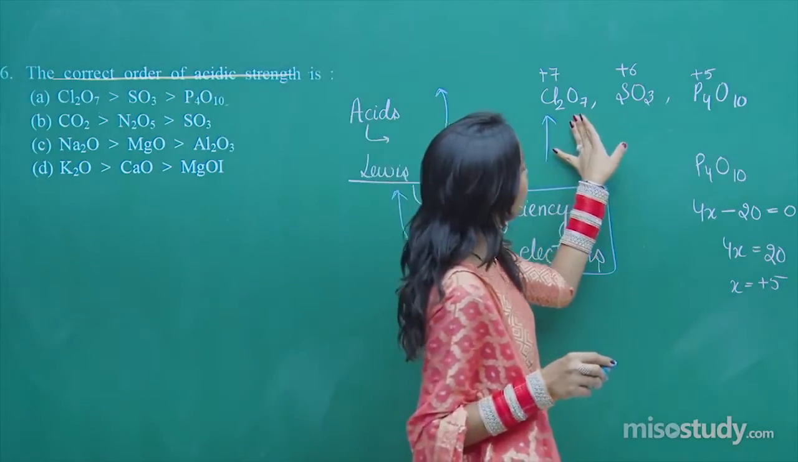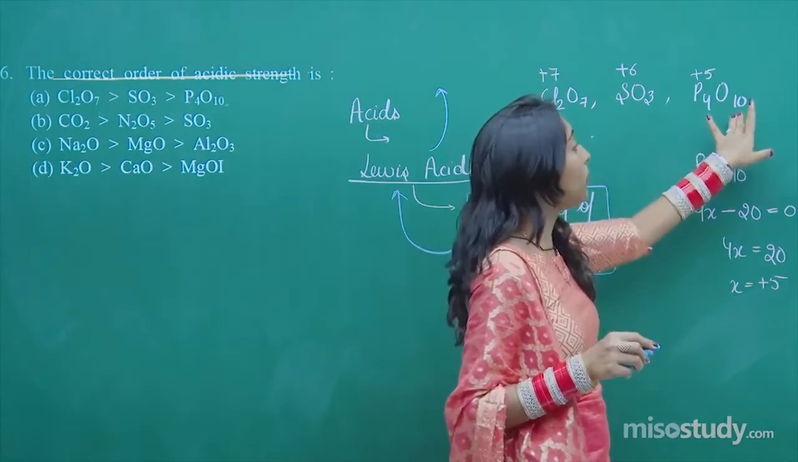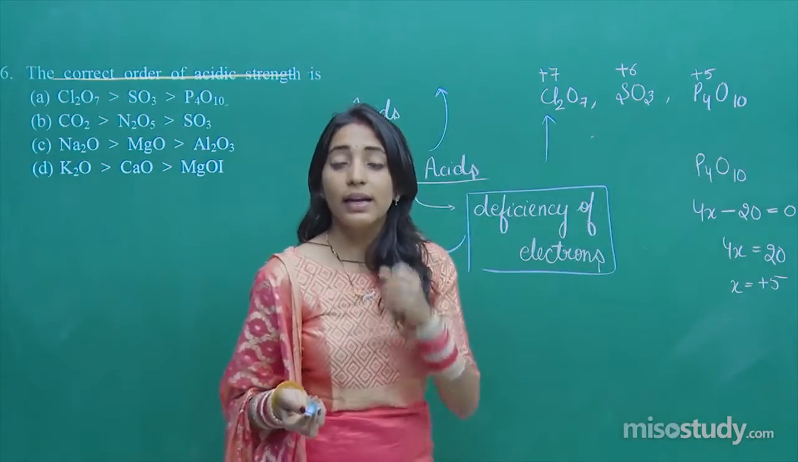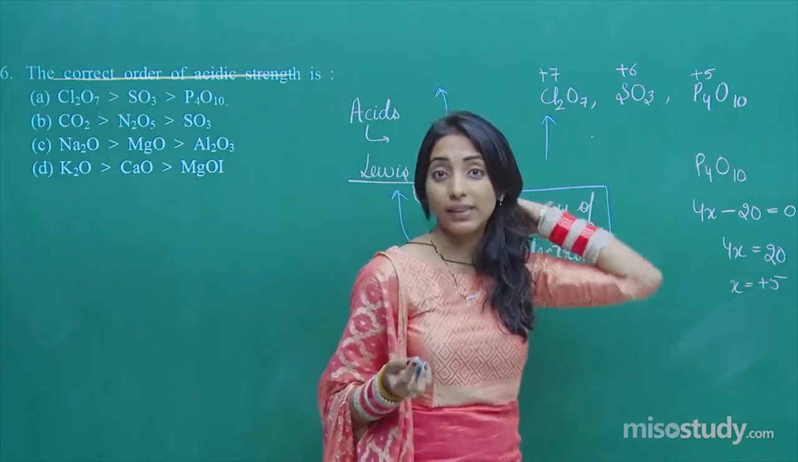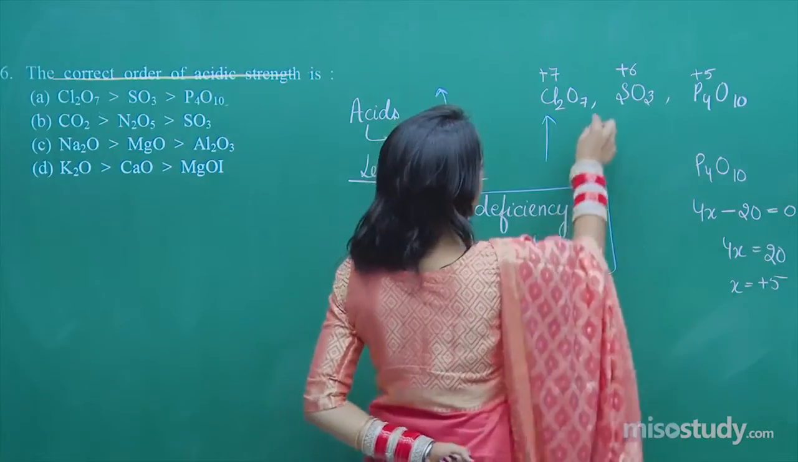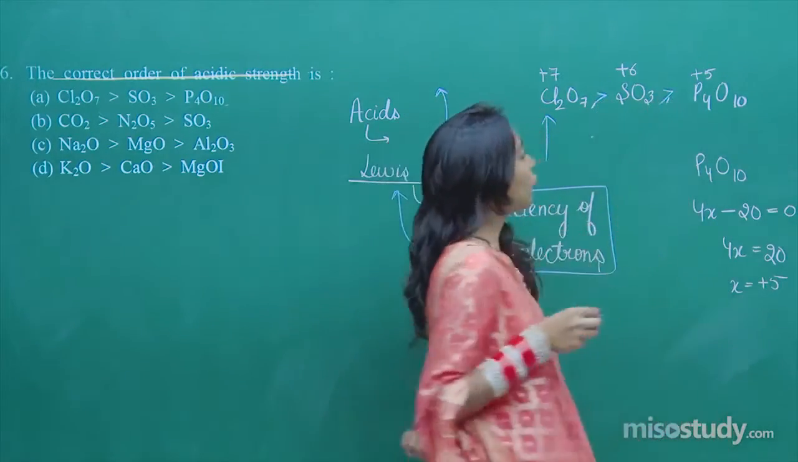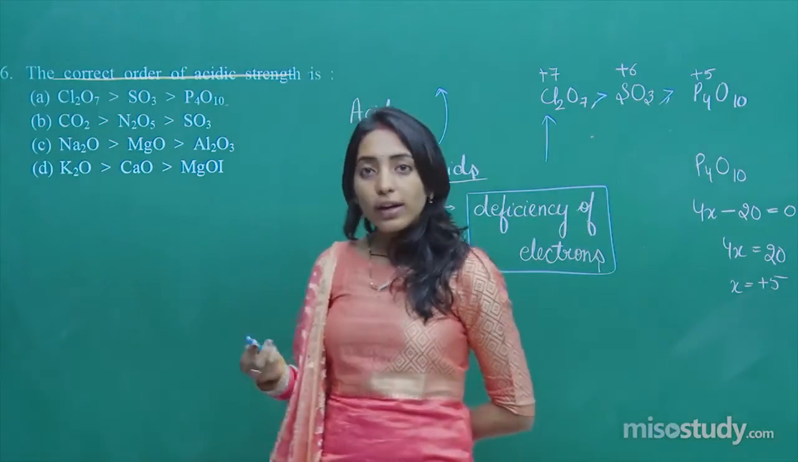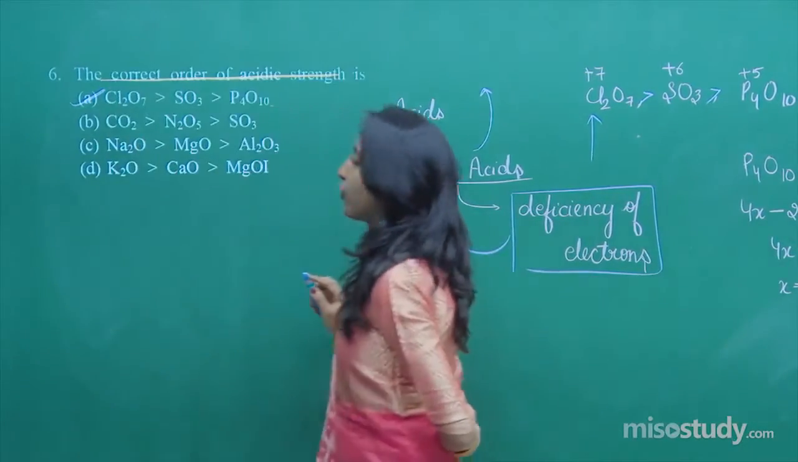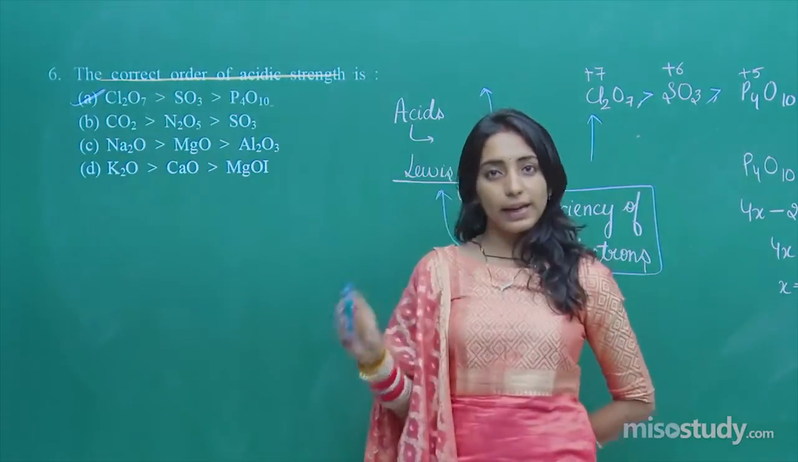However, when you go from Cl2O7 to SO3 to P4O10, the positive oxidation state decreases. That means the deficiency of electrons decreases, the Lewis acidic character decreases. So the correct order will be Cl2O7 a stronger acid compared to SO3 compared to P4O10. So option number A is correct.